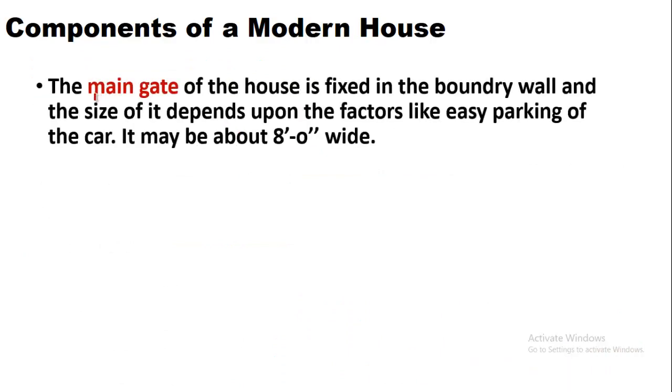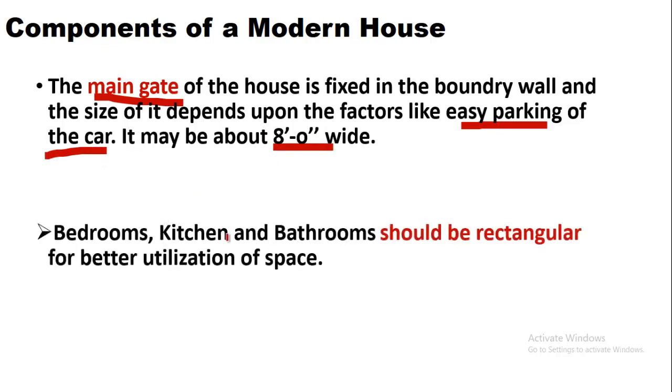The main gate. The main gate of the house is fixed in the boundary wall, and the size of it depends upon factors like easy parking of the car. It may be about 8 feet wide, or you can have a wider gate as well if you have a larger vehicle. Bedrooms and kitchens and bathrooms should be rectangular for better utilization of space.